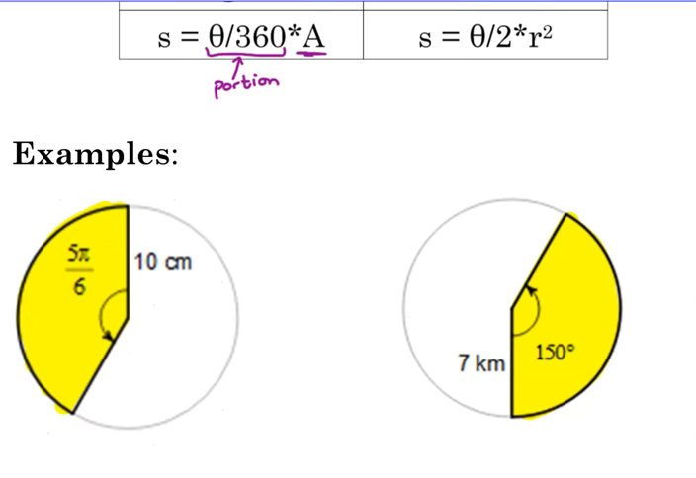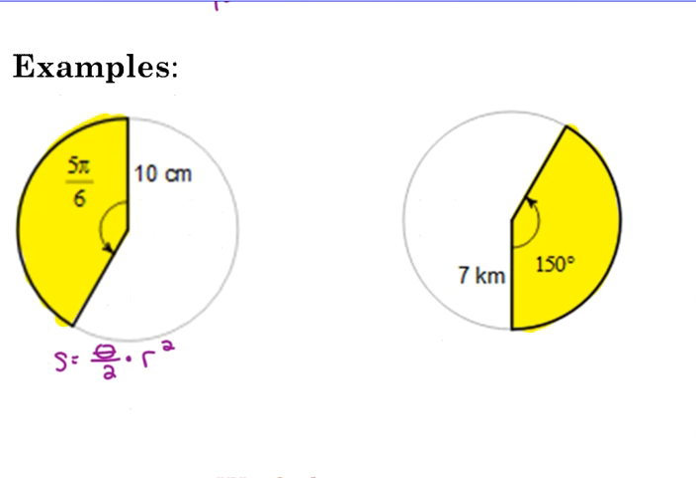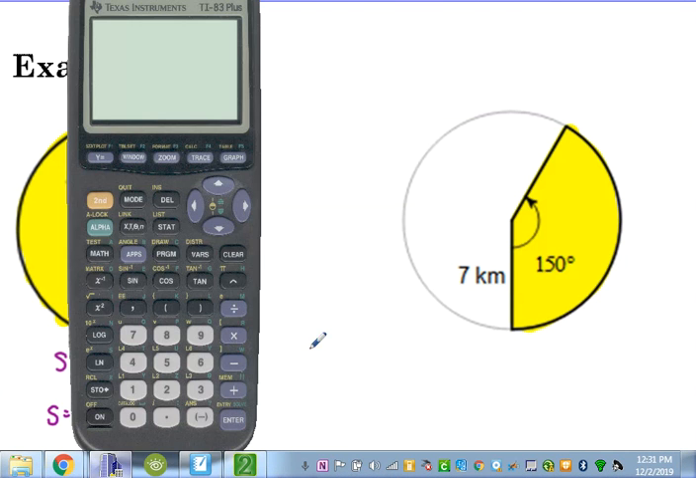So the first example that we have here is with radians. So let me just jot down the general formula to start with again. So theta over 2 times r squared. We're going to use S for the sector area, just like we use S for the arc length. We're still just talking about that piece. So theta here is 5 pi over 6. We're dividing that by 2, and we're multiplying it by the radius squared. We're going to do what we did just a minute ago.